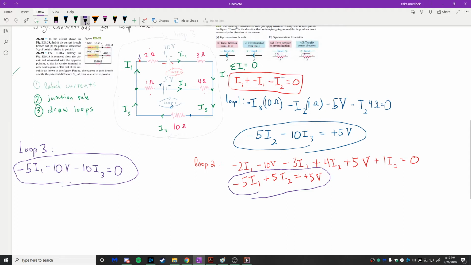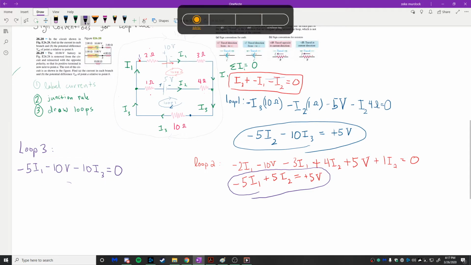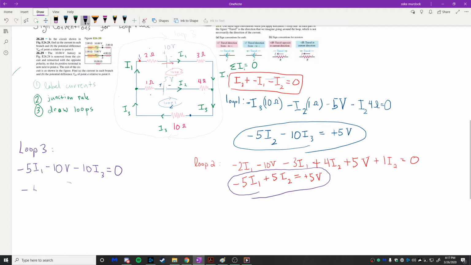Oh, so this one actually here, I don't actually want to circle that. What I want to do is write it like this: minus 5 i1 minus 10 i3 equal to 10 volts.